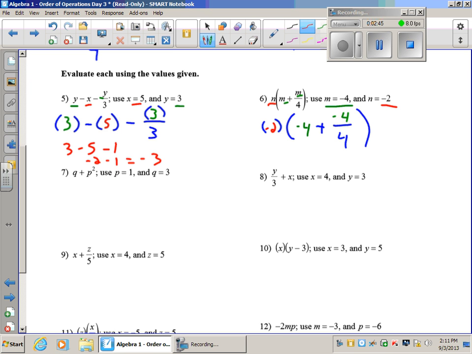You have multiplication, division, parentheses. Well, inside the parentheses has to go first. So the negative 2, nothing happens to it. The negative 4 at the moment, nothing happens to it. Negative 4 divided by 4 is negative 1. So inside the parentheses, negative 4 minus 1. If you owe $4, you owe another $1, you owe $5. So it's negative 2 times negative 5. Negative times a negative is a positive. 2 times 5 is 10.